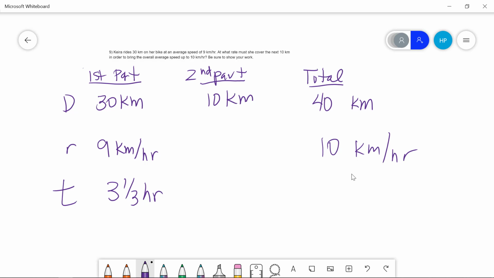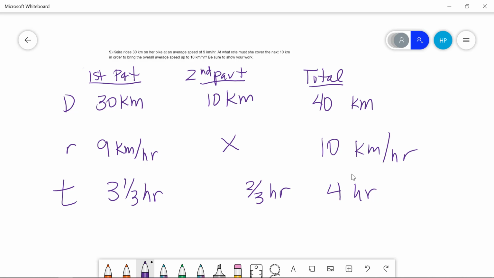And then the total time I know must be 4 hours, because 40 kilometers divided by 10 kilometers per hour. Well, that leaves us with 2/3 of an hour for the second part, because altogether it must add up to be 4 hours total. What we want to find is the rate for the second part.